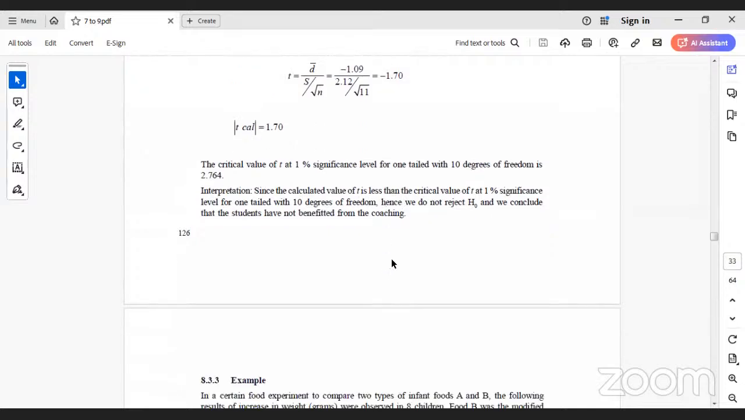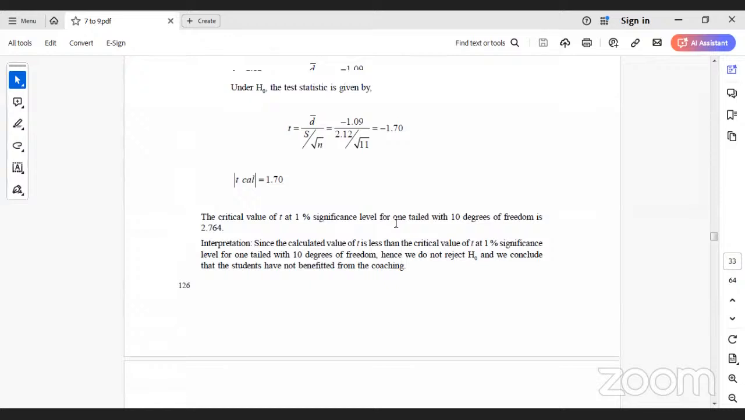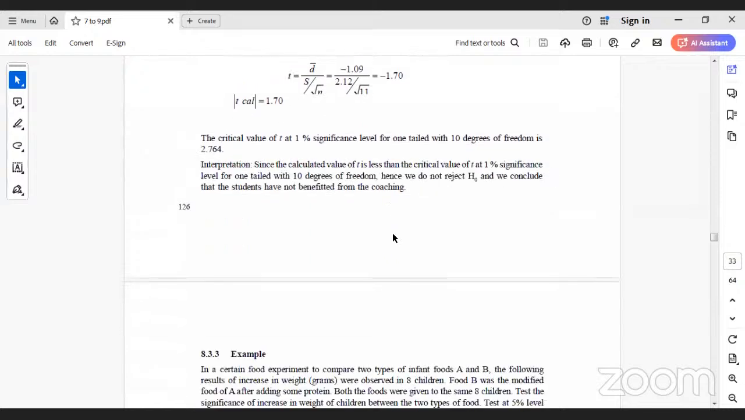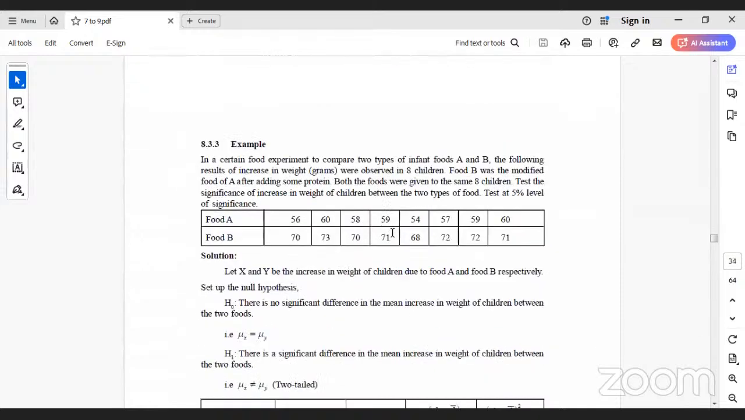Interpretation. Since the calculated value of t is less than the critical value at 1% significance level for one tail with 10 degrees of freedom, 1.70 is less than 2.764, we do not reject H0. So we cannot conclude that the students have benefited from the coaching.